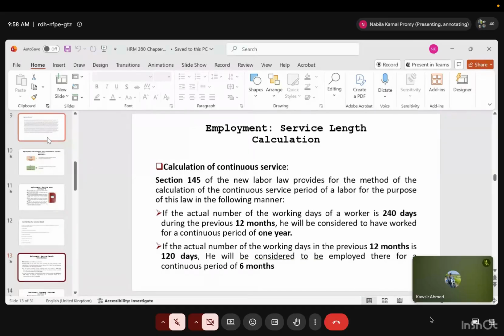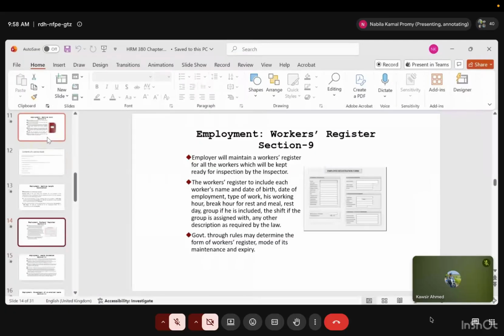After that, in slide number 13, we talked about what it means to say that an employee is a continuous employee, that is, an employee continuously working with an organization. According to Bangladesh labor law, we talked about when an employee will be considered a continuous employee.